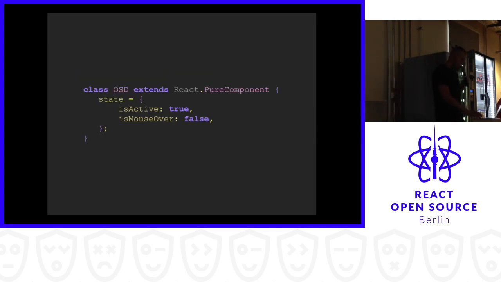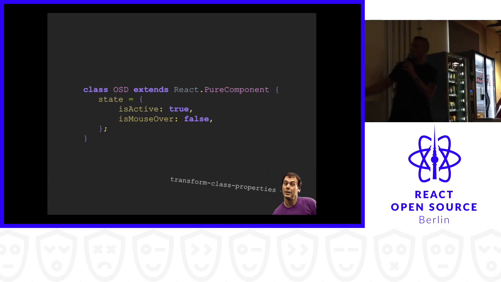Another tip for you: if you don't need to do bindings and you still need to define a state, you can just use the next syntax of JS and put the state and avoid the constructor at all. So if you don't need to do bindings, don't use constructor. That's pretty straightforward. And the thing that makes it happen is called transform class properties. It's pretty nice sugar on top of it.